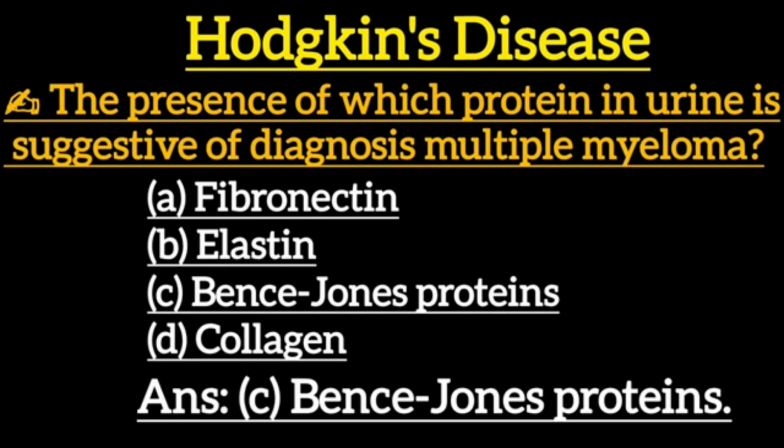Next one: the presence of which protein in urine is suggestive of a diagnosis of multiple myeloma? Option A, fibronectin, option B, elastin, option C, Bence-Jones proteins, option D, collagen. Correct answer is option C, Bence-Jones proteins.